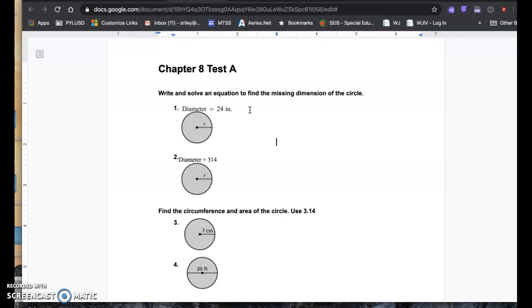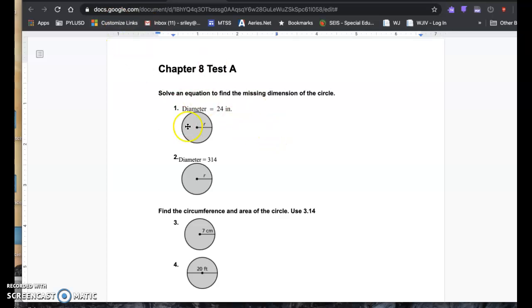So number 1, the first question is write and solve. So I just need you to solve. You don't have to write it, so let's just edit this right now. Solve an equation to find the missing dimensions of your circle. So you are just going to solve this.